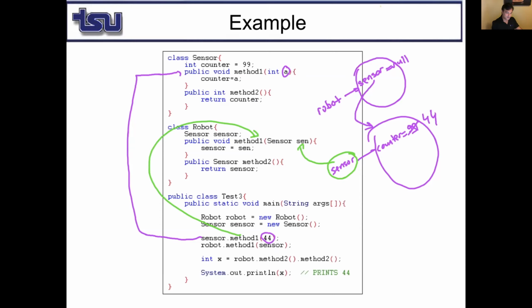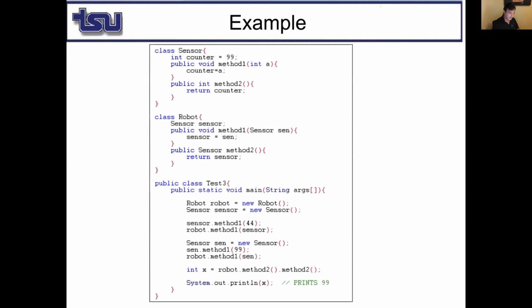Okay, this looks confusing, but it is not. Then I have robot.method2().method2(). What does that mean? I'm going to go to method 2 right here. Whatever it returns is a sensor, it returns this object. I'm going to make a call to method 2 via that. This object is a sensor object. Therefore, I need to make a call to method 2 of the sensor class, and it will return counter, which is 44. So it will print 44. It's a beautiful example. You should check it, spend a little bit of time.